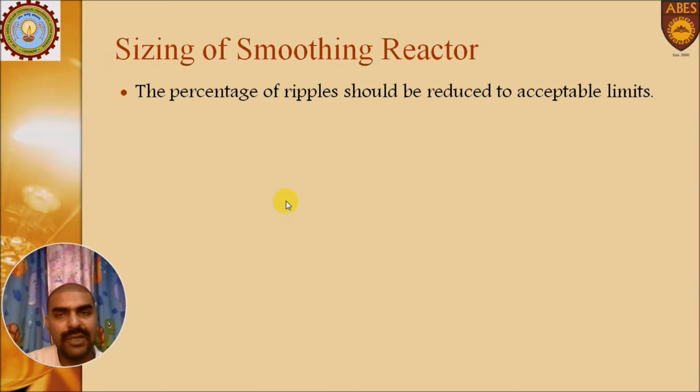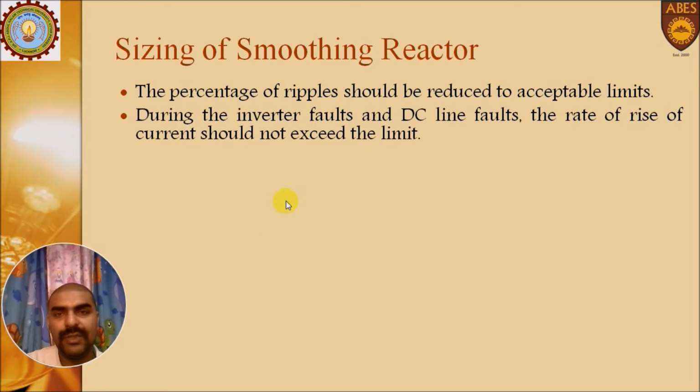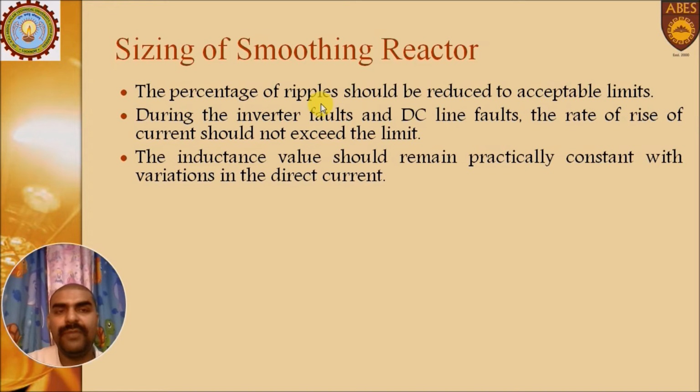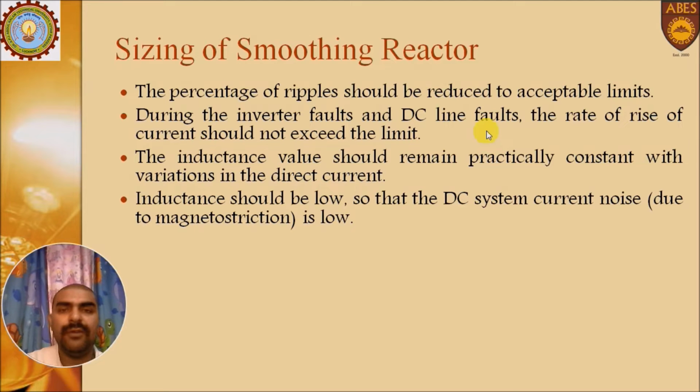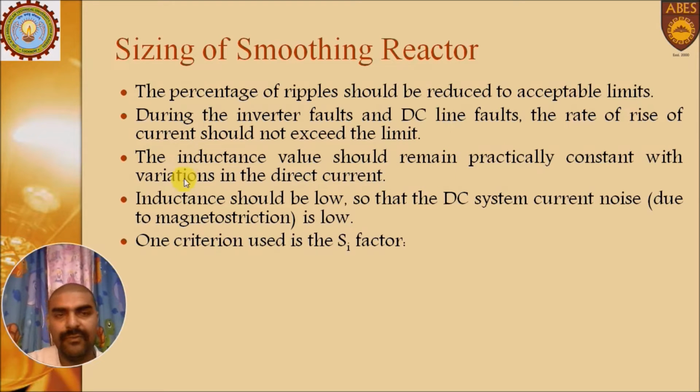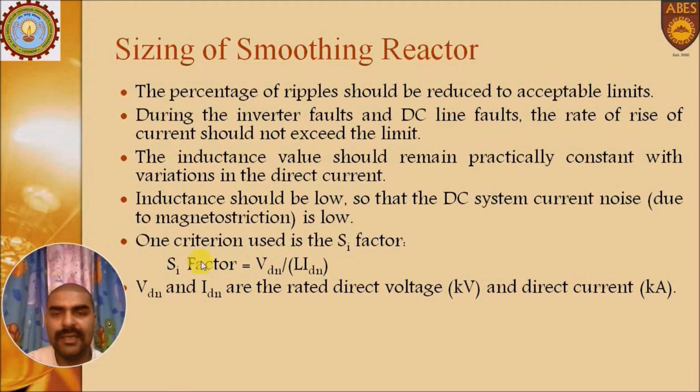Now for the sizing of a smoothing reactor, the percentage of ripple should be within limits. During inverter faults and DC line faults, the rate of rise of current should not exceed the limits. The inductance value should remain practically constant with the variation of direct current, meaning whenever current is changing, the inductance should not change its value, and this inductance should be as low as possible. For this purpose, one criterion is considered, known as the SI factor.